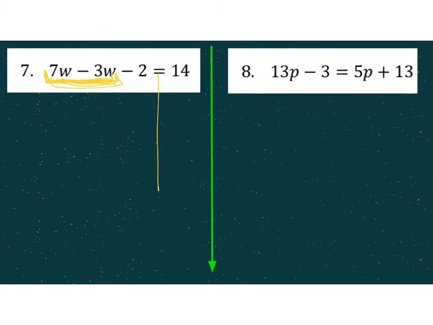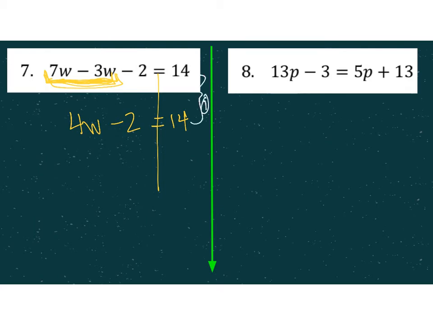And both of these are on the same side of the equal sign. So I'm not canceling. I'm not moving anything over. All I'm doing is putting those together. 7w minus 3w is 4w. 4w minus 2 is equal to 14. That's what I now have for my equation. Okay, so that was step number 1 there.